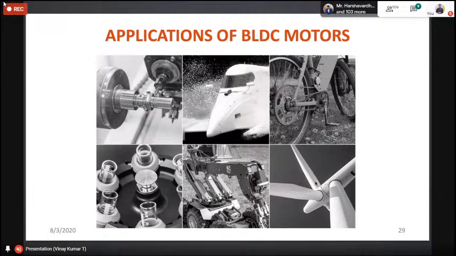In case of wind generators, there are two types of special machines they are using. One is permanent magnet synchronous motor, another one is BLDC machine. Permanent magnet synchronous motor's purpose is to generate the power. BLDC motor's purpose is to change the position of the wings based on the wind direction, right? BLDC motor they are using as auxiliary motor. PMSM drive they are using as main motor, generating power.